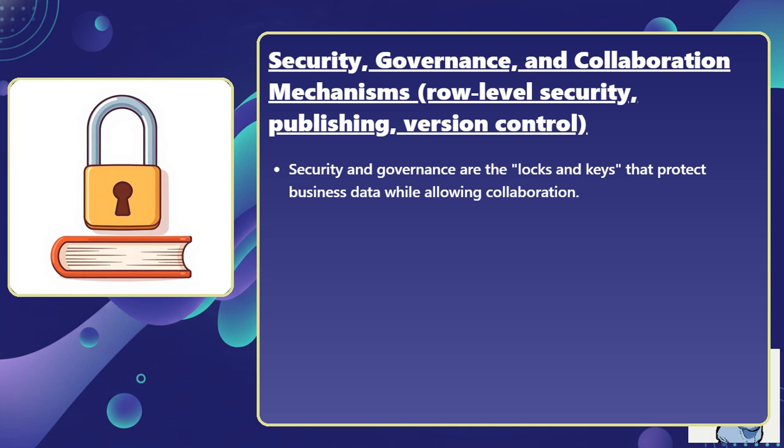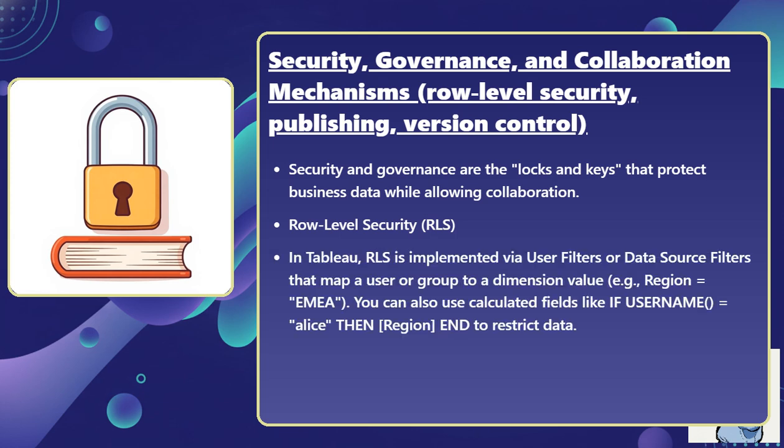Security and governance are the locks and keys that protect business data while allowing collaboration. Row-level security (RLS). In Tableau, RLS is implemented via user filters or data source filters that map a user or group to a dimension value, for example region equals EMEA. You can also use calculated fields like if username equals Alice then region, to restrict data.